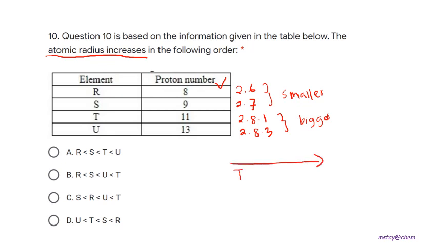Then between T and U, which one has the bigger size across the period? T is over here, U is over here. Across the period, the size is getting smaller, so the bigger size is T, so the answer is either B or C. The arrangement for the third element is correct, so now we need to check R and S. R and S are over here, R comes first and then S. Across the period, the size is getting smaller, so S is the smaller size, and the smallest is C. So the answer is this one.